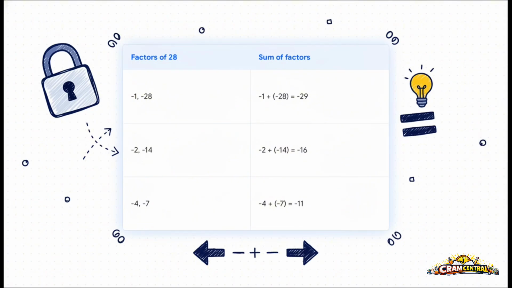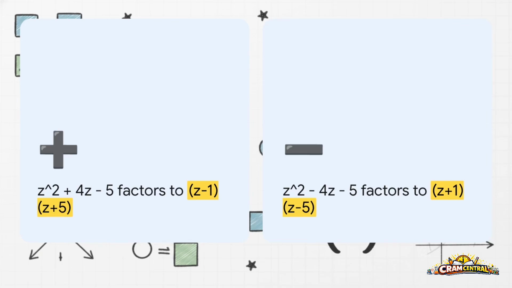Pretty satisfying, right? Now here is an even trickier curveball, a negative last term. A negative c term, like the negative 5 you see here, means our two factors must have opposite signs. One's got to be positive, one's got to be negative.